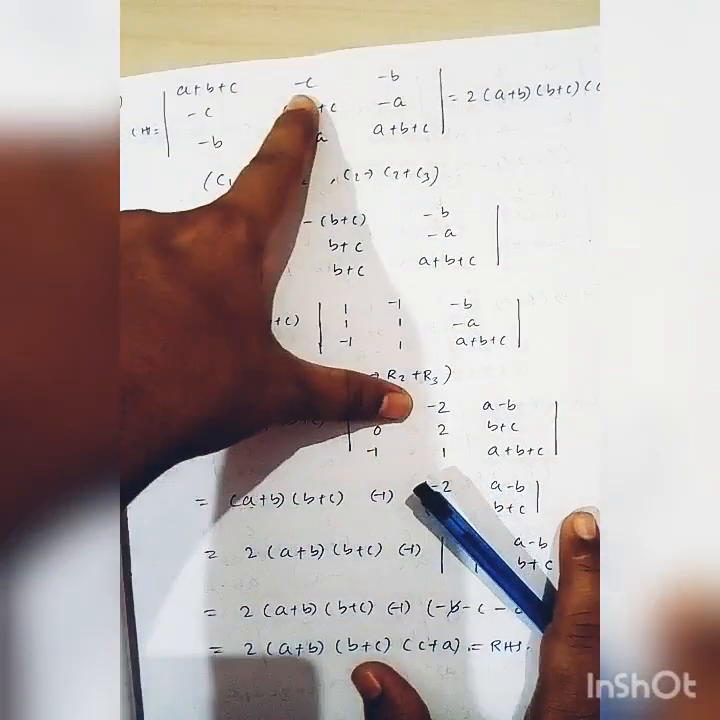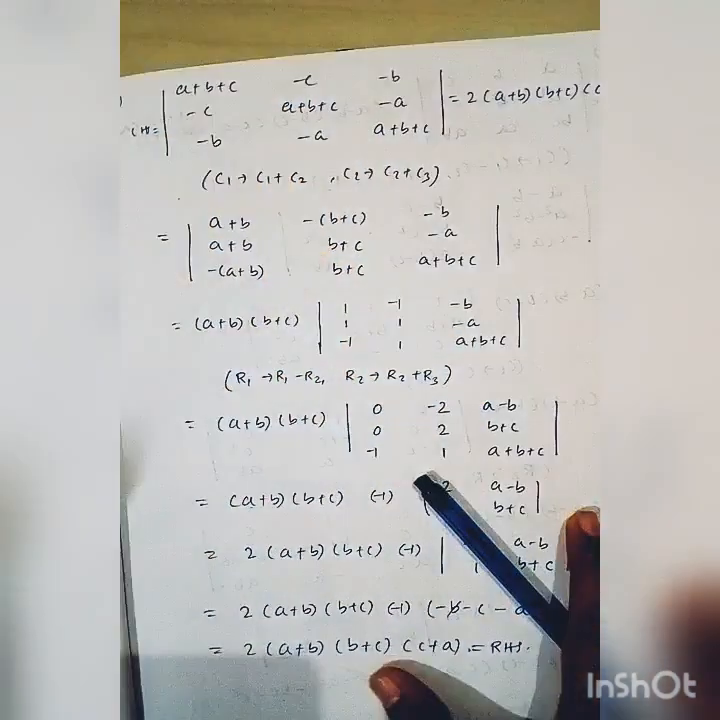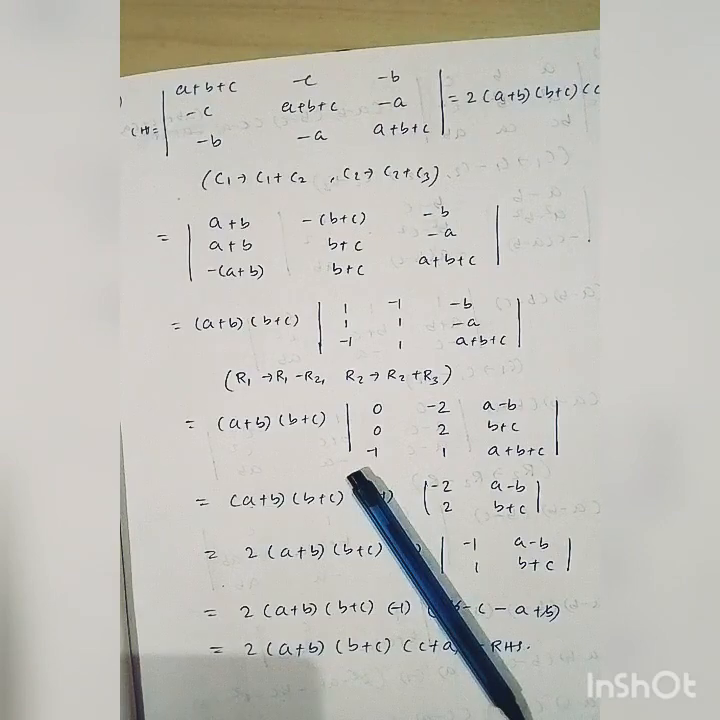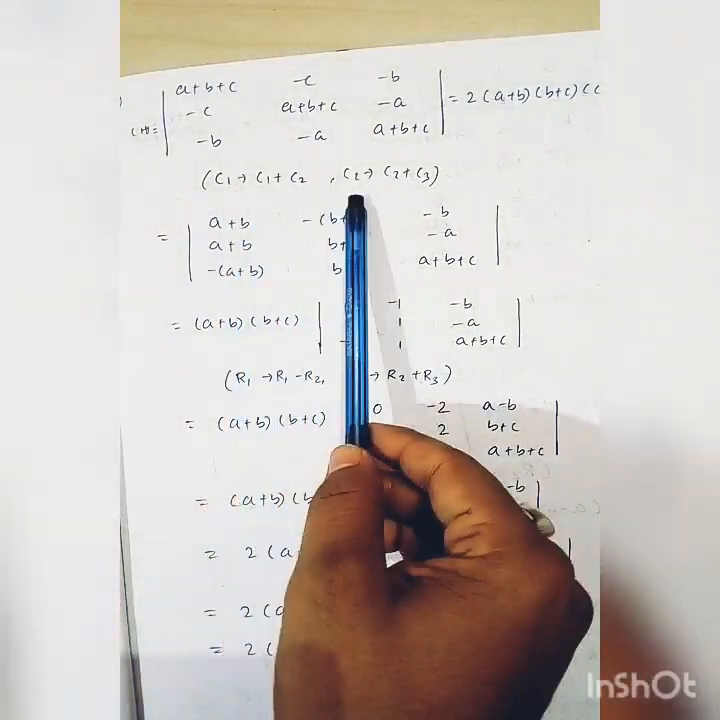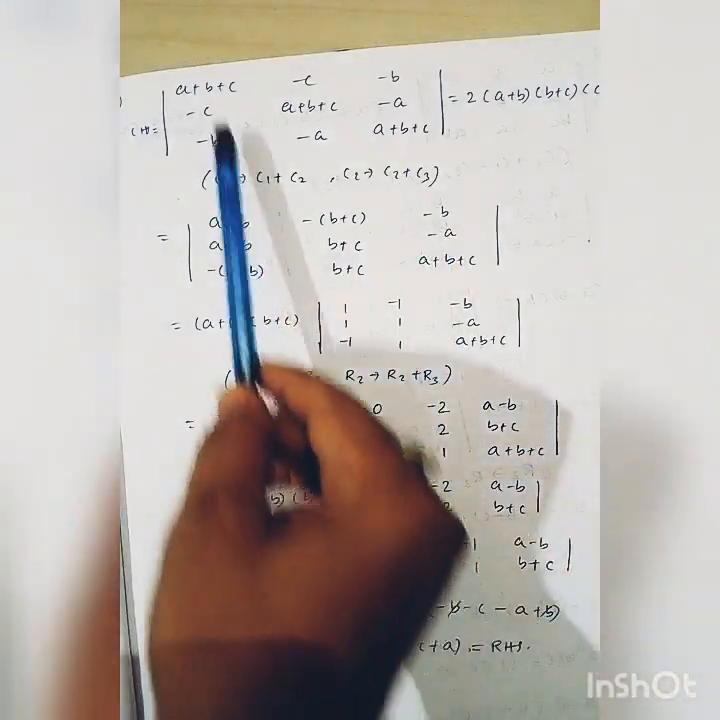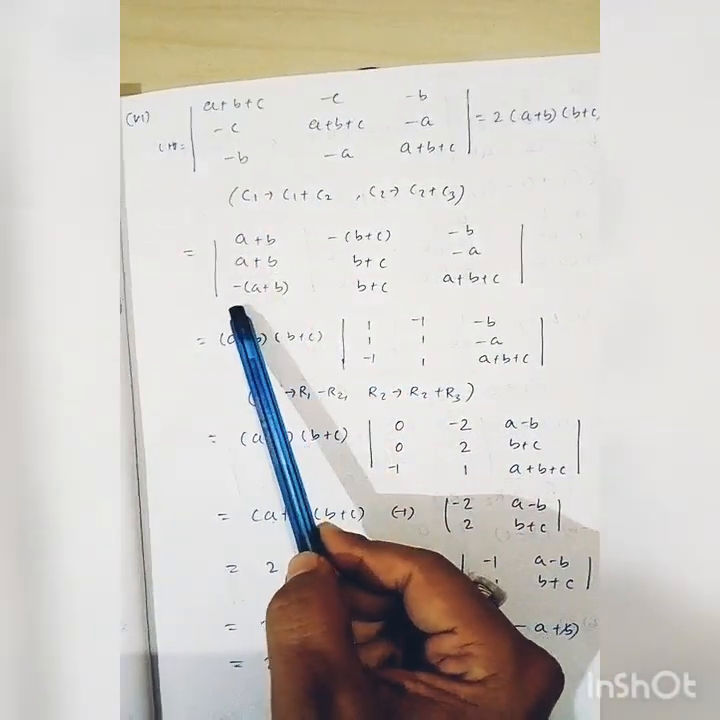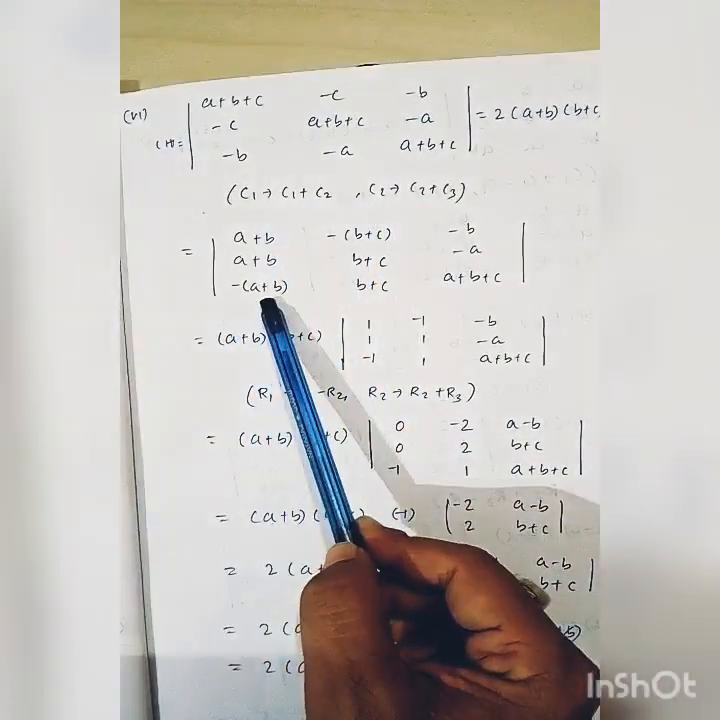Column 1 is replaced by column 1 plus column 2. You can also use the property row 1 plus row 2, as every element of row 1 is column 1, row 2 is column 2 and row 3 is column 3. So if you apply the property column 1 plus column 2 plus column 3, we get a plus b. It is again a plus b. It is minus b minus a, that is minus of a plus b.